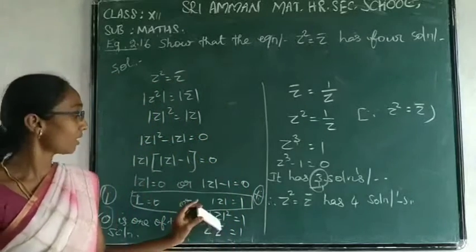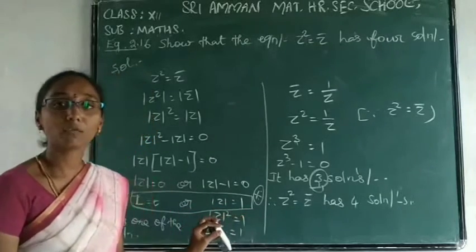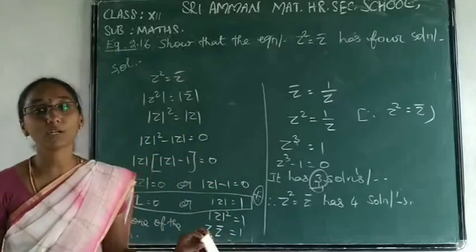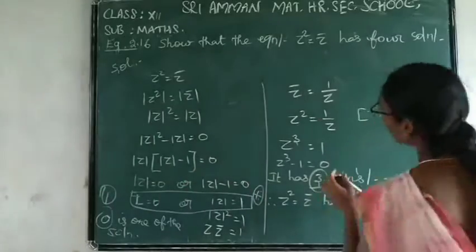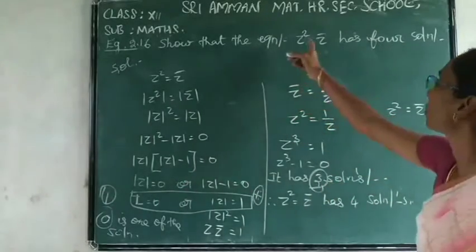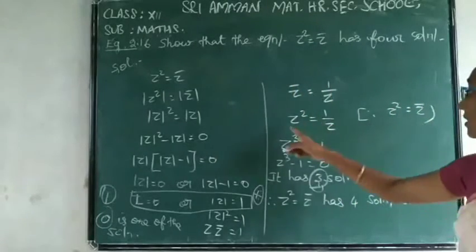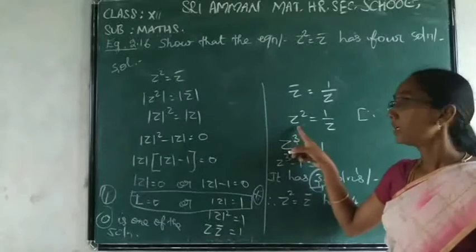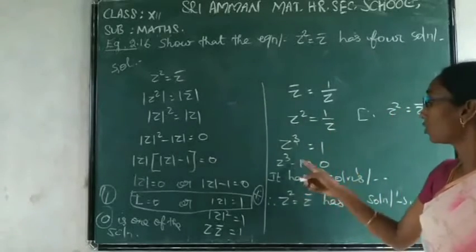So modulus of z equal to 1. Taking the square, modulus of z squared equal to 1. Modulus of z squared is written as z into z bar equal to 1, so z bar equal to 1 by z. Already given the equation z squared equal to z bar. Substituting the value, z squared equal to 1 by z. Cross multiply, z cube equal to 1.